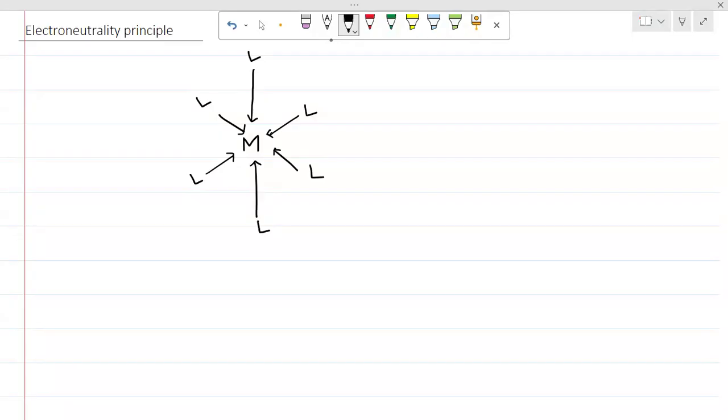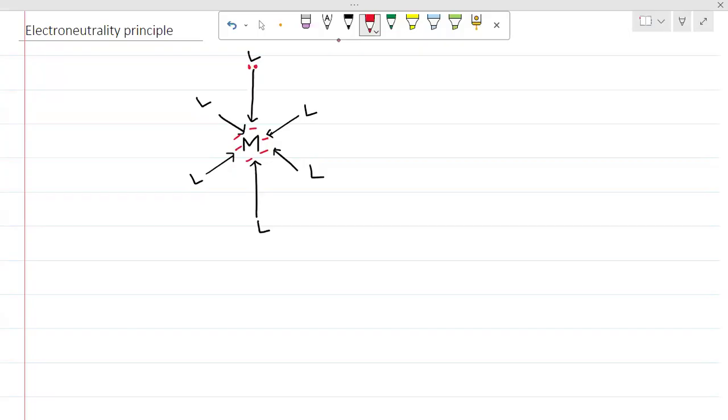That means the electron density at the metal is increasing. Correct? Let's say that this is giving one lone pair of electrons. So one lone pair of electrons gained from the first ligand. This is from the second ligand. This is from the third ligand. This is from the fourth ligand. Fifth and sixth. So you can see that there are six ligands surrounding the metal, all of them providing one lone pair of electrons each, and that would accumulate negative charge on the metal.